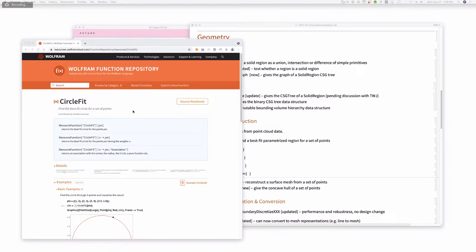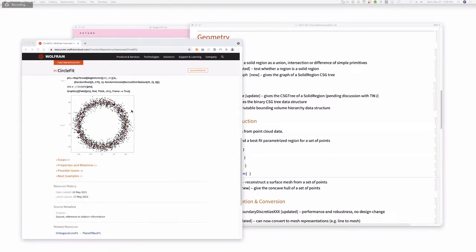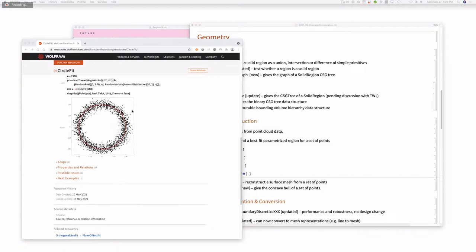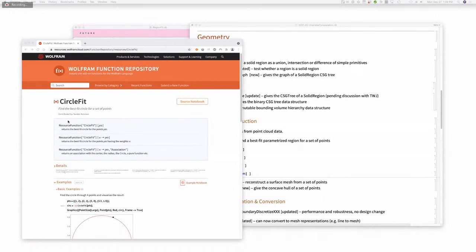Okay. The question was, how does this relate to circle fit? Can you just run question mark star fit star or something? What does circle fit do? Circle fit seems to be a special case of that function. Okay, that's good. Oh, it's by Sander, who was commenting on it.